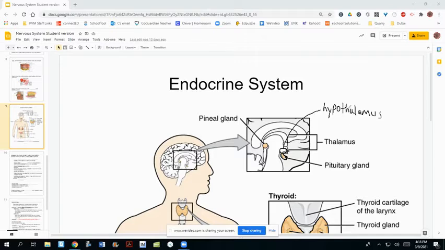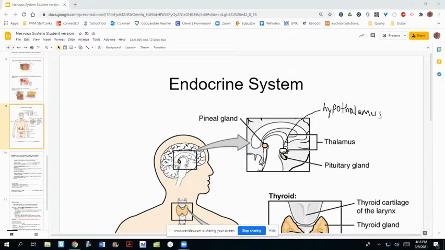All right, let's just make sure we know what that gland is because it's going to have an important job in controlling the pituitary. In addition, towards the back is the pineal gland, which is going to be helpful in regulating our sleep and wake cycles.